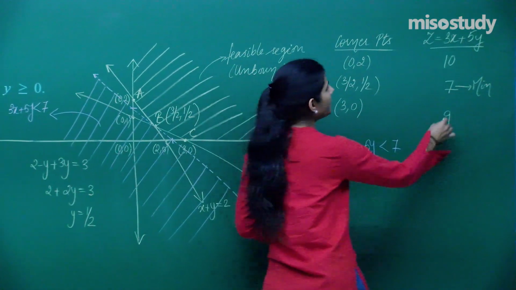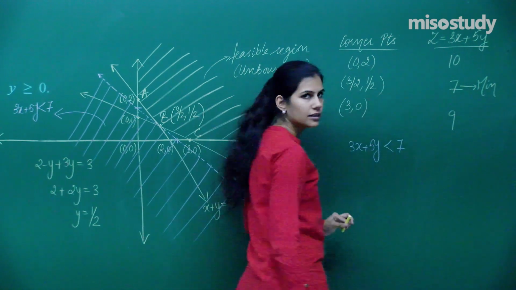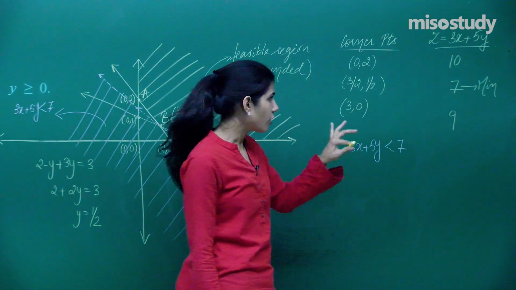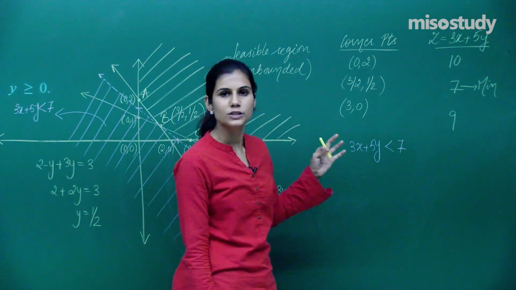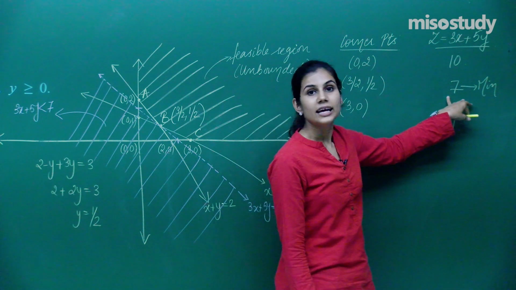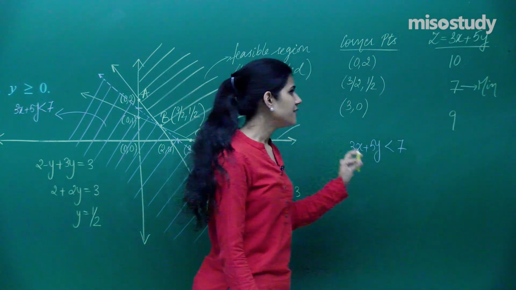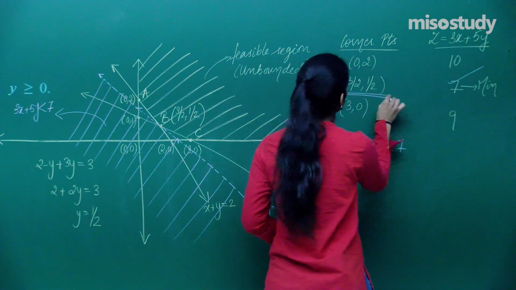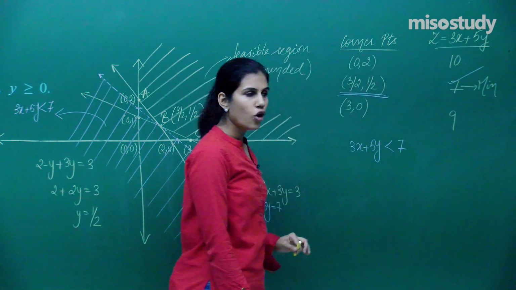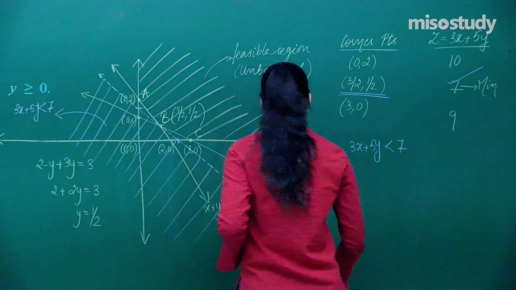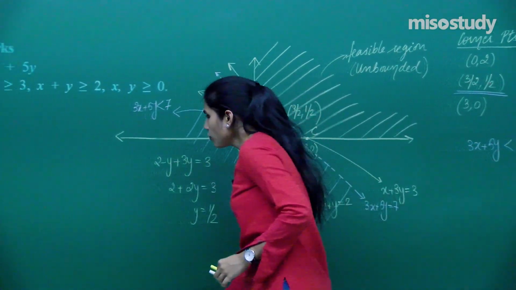and therefore there is no minimum value less than 7. There is no point at which this minimum value is obtained or lesser than 7 is obtained. There is no point in my feasible region in which a value of z lesser than 7 is obtained. 7 is my minimum value. So this is my optimum value and this is my solution. Optimum value of z and this is my optimal solution, 3 by 2 comma 1 by 2. Let's move on to the next question.